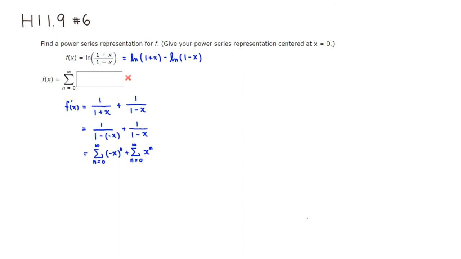Then you would have this. So we can put them together. It's a summation, n goes from 0 to infinity, of negative x to the n plus x to the n.